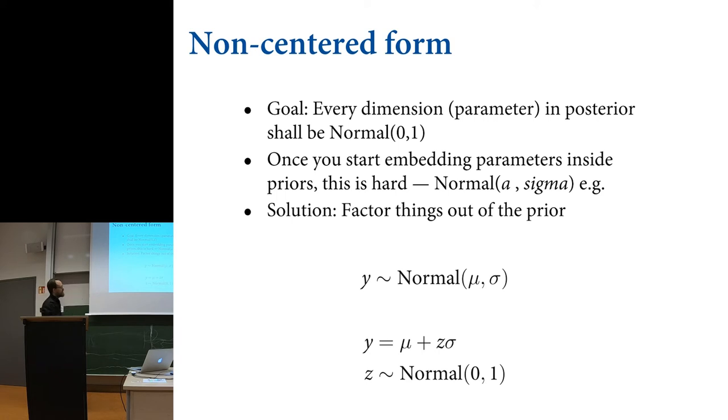Here's the trick that makes this legal for lots of distributions. I'm going to show you only for normals, but this works for lots of distributions. You can factor things out of them. And so think about a normal distribution. Y is distributed normally with mean mu and sigma. You probably know that in lots of stats textbooks, not mine, this will be written this way: Y equals mu plus z times sigma, where z is distributed as a normal 0, 1. Why z? Because it's a z-score, a standardized Gaussian residual. And these are mathematically equivalent. Exactly the same.